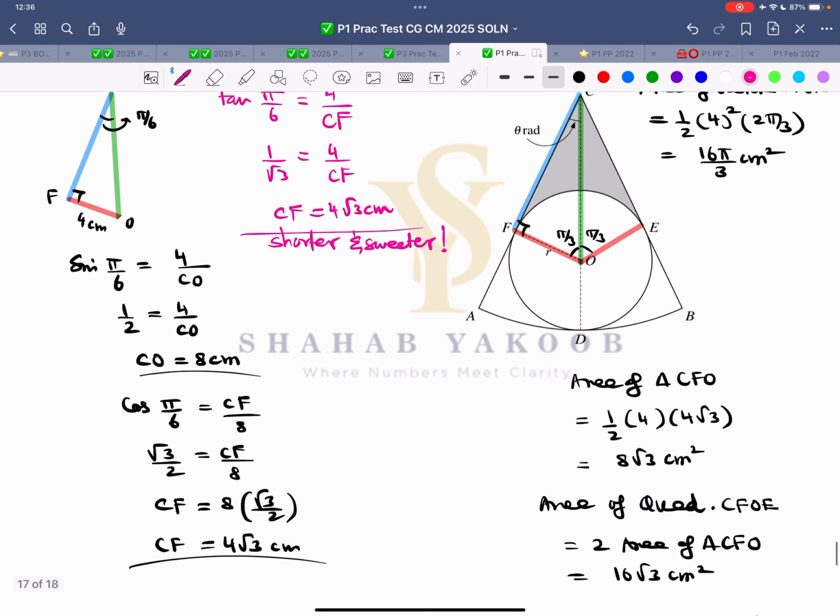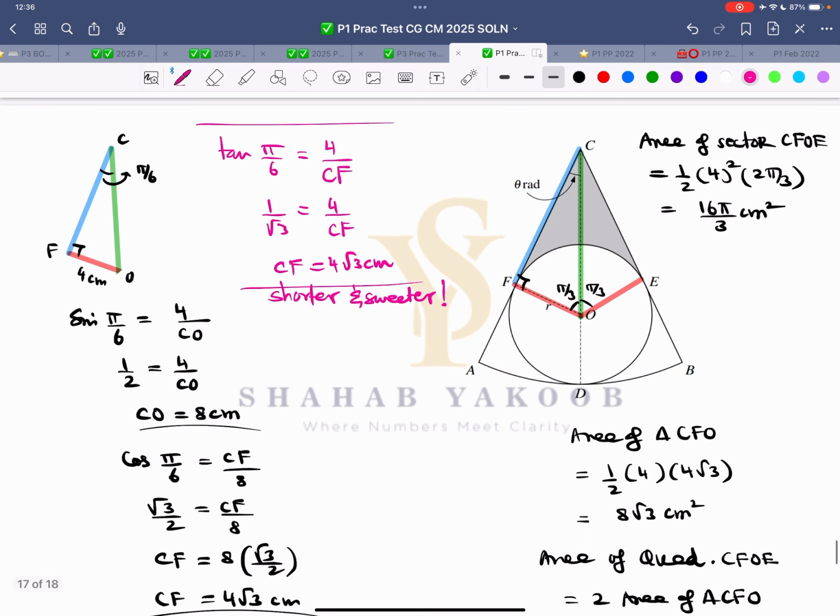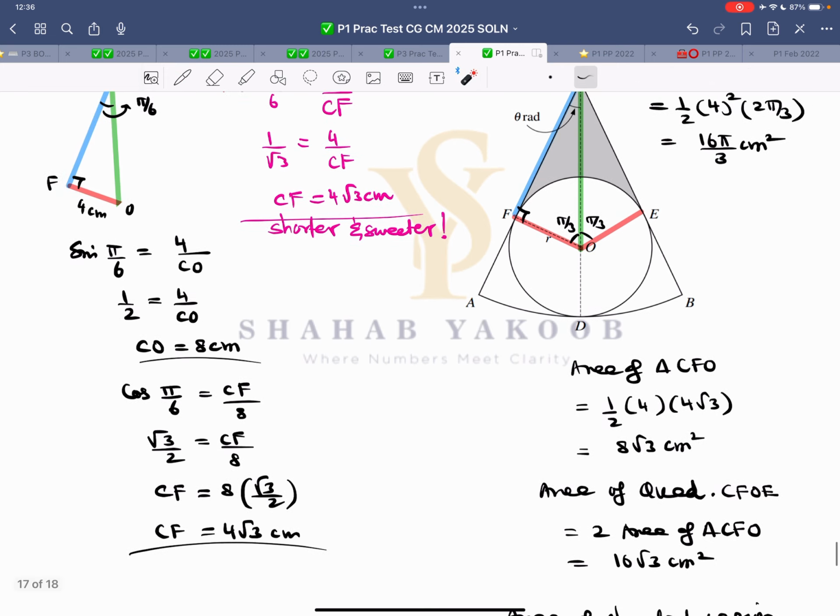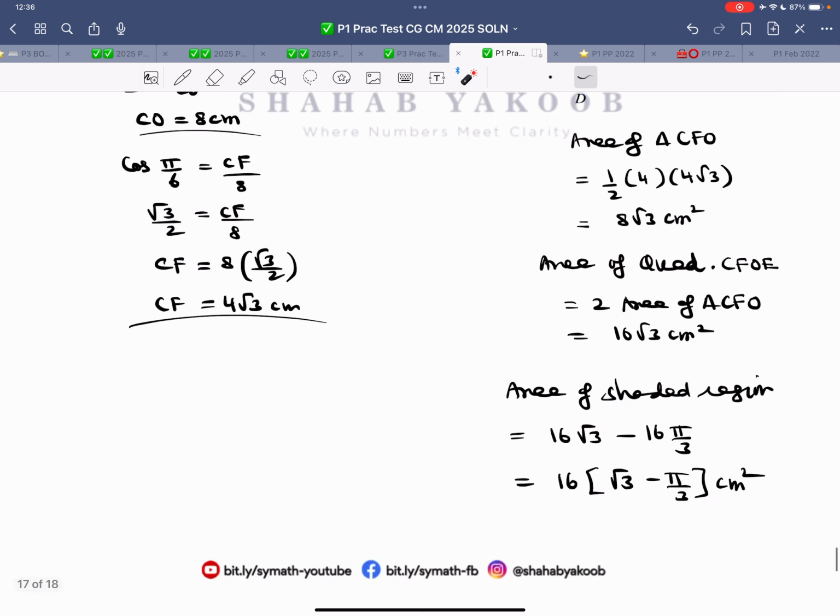So now this thing is done. And did I find CF for the triangle? Maybe that is one of the reasons, because I also need to find the area of the triangle. So area of CFO, that is this thing, which is 4, that is this thing, which is 4 root 3. And that is also over here. So now this comes out to be 8 root 3 centimeter square. Double it, that's the area of the quadrilateral. So area of quadrilateral is 2 times area of triangle. That is this thing, the area of shaded region.